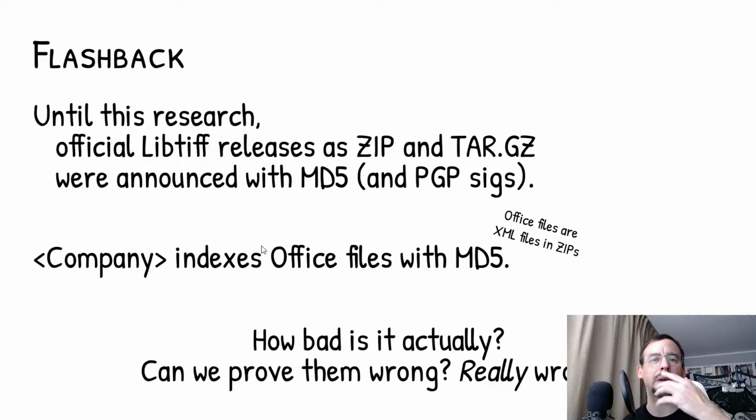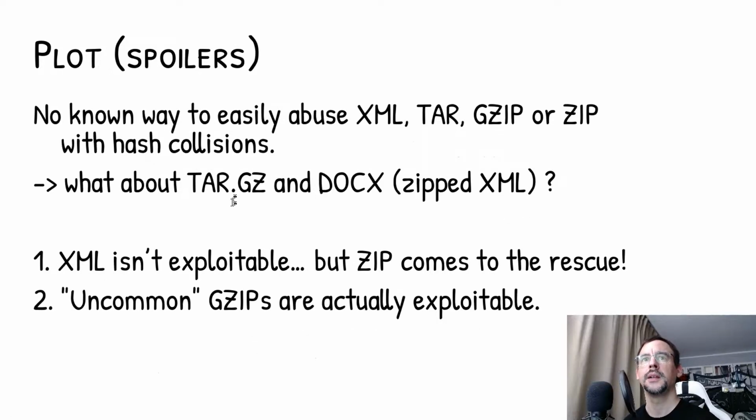Like, if you saw my latest stream, it would seem impossible to instantly collide these file formats. So there's no easy way to abuse XML, tar, JZip, or zip. JZip, or maybe, but what about tar.gzip and docx?